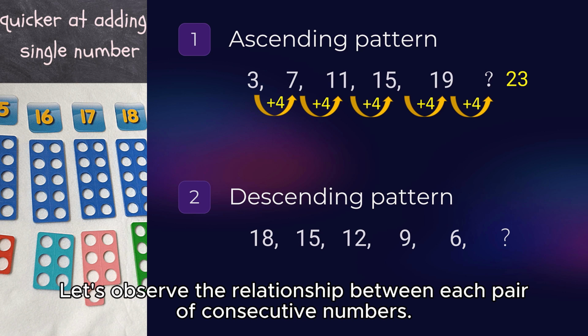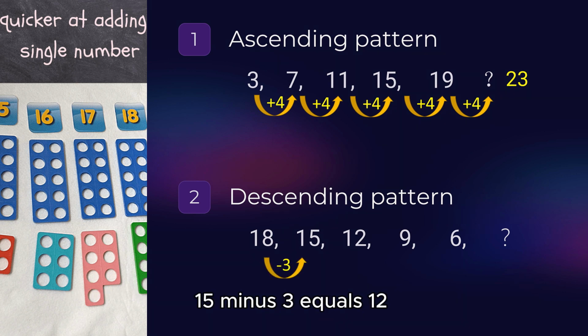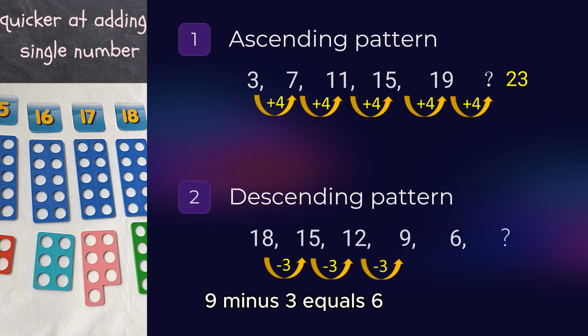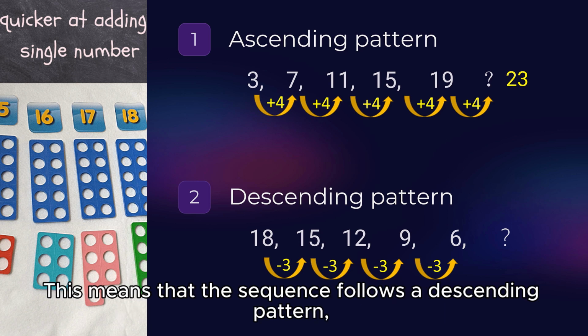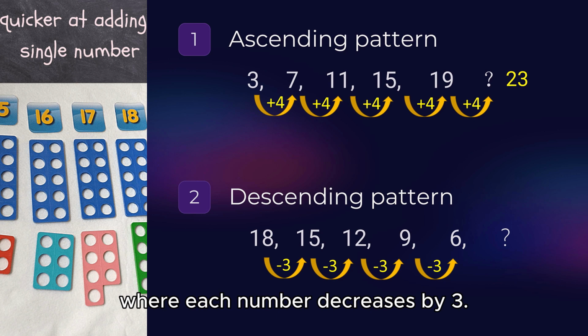18 minus 3 equals 15. 15 minus 3 equals 12. 12 minus 3 equals 9. 9 minus 3 equals 6. You can see that the difference between each pair of adjacent numbers is always 3. This means that the sequence follows a descending pattern where each number decreases by 3.